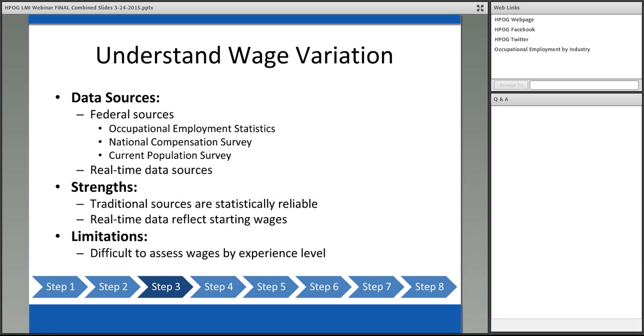Like both traditional and real-time data, some strengths of the traditional data include that it is statistically reliable. And on the other hand, some of the strengths of real-time data is that they were able to get information that is much more current and can help reflect starting wages for these occupations. But a challenge and a limitation of looking at wages is it can be hard to reliably estimate how much a worker's wages could grow as their experience grows. That is a little bit more difficult to just get from readily available statistics.